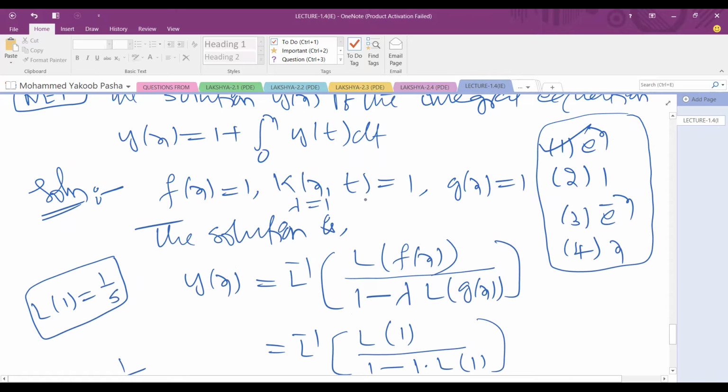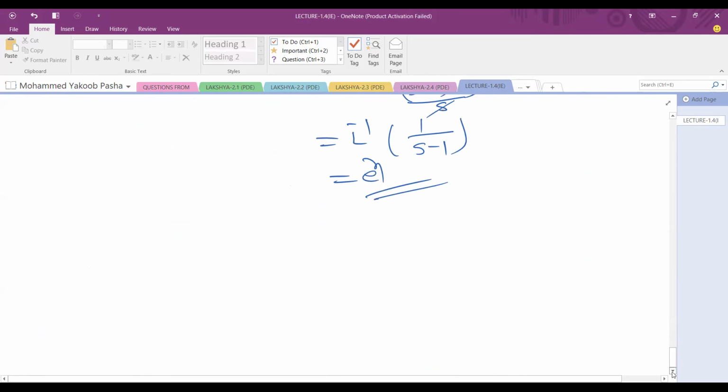K of x comma t into k of t comma x is also 1. So, to find out the resolvent kernel, the first shortcut is k of x comma t into e to the power of lambda into x minus t. That means what will we get here? x e to the power x minus t. Okay. Now, I'm taking one more problem. Is it clear?